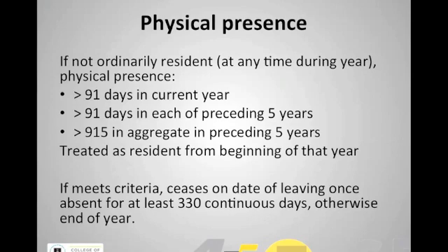If you meet all 3 of those criteria, you will be treated as resident from the beginning of that year. And you'll be treated as resident until the end of that year. That's different from the ordinary residence test. The ordinary residence test can begin or end at some point during the year. Physical presence test, if you meet the physical presence requirements, you're treated as resident for the whole year.